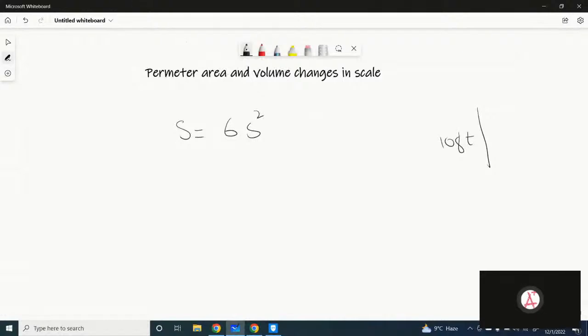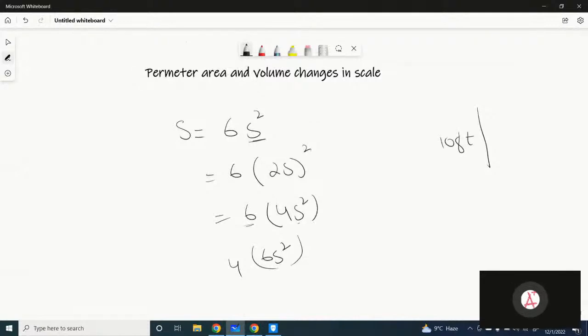So let's suppose s is doubled. It would be 6 times, s is now doubled, that means 2s, so you have to square. It would be 6, and 2 squared is 4s squared. That means it would be 4 times the old surface area. Because 6s squared is already there and you have the 4 outside. That means now the new surface area is 4 times the old one.